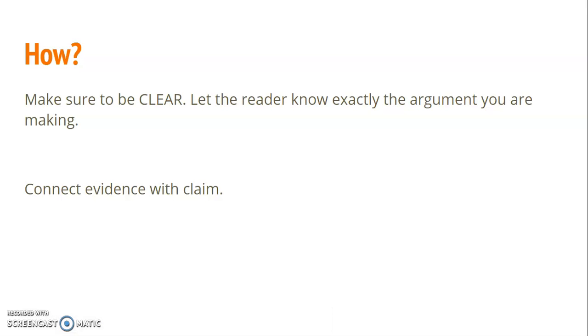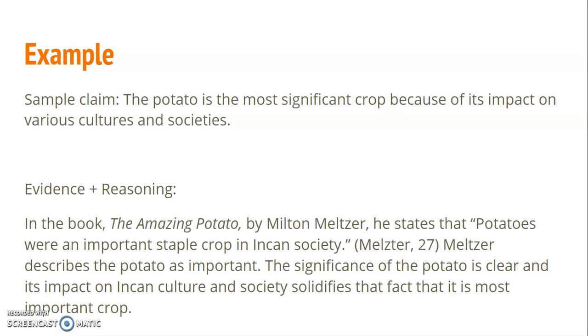Again, the reader is not a mind reader. They don't know what's happening in your mind, because to you it makes sense. Now you have to put that on paper.